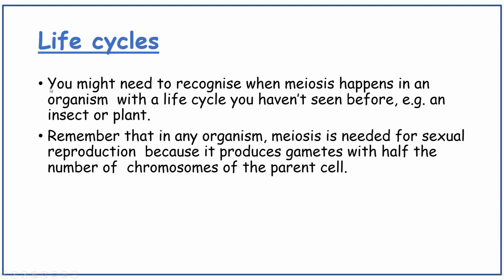Now looking at life cycles. You might need to recognise when meiosis happens in an organism with a life cycle that you haven't seen before. So for example, an insect or plant. Remember that in any organism, meiosis is needed for sexual reproduction because it produces gametes with half the number of chromosomes of the parent cell.